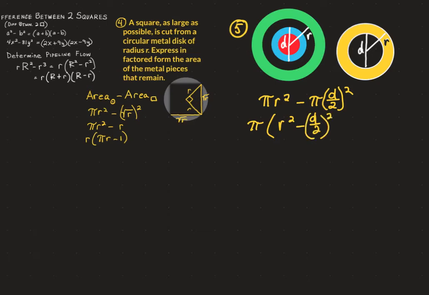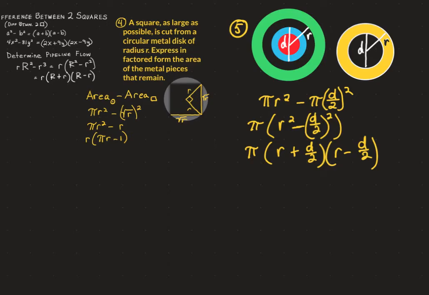That's supposed to be a d there. It looks kind of funny. Anyways, are we done? No. Always look to see if you can do more. We now have the difference between two squares, which will factor in this fashion. Okay, our final answer is pi times the quantity r plus d divided by 2 times the quantity r minus d divided by 2.